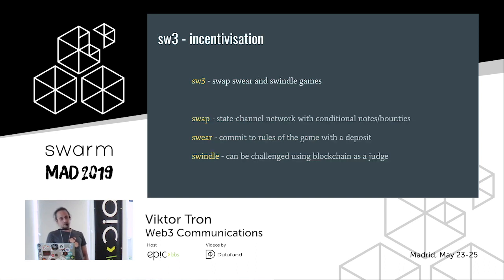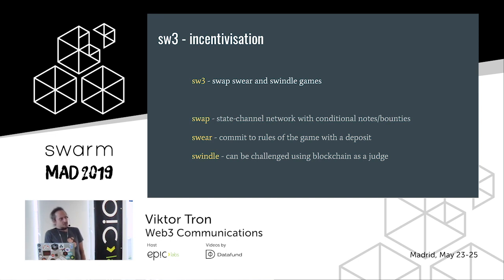So most importantly, the incentivization. In this talk I don't want to go into too much detail about the incentivization, but relating to how I introduced the workings of Swarm, incentivization should definitely focus on how we incentivize relaying, so message relaying, because that's central to how the network operates.